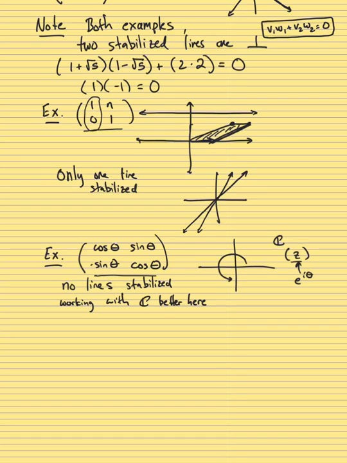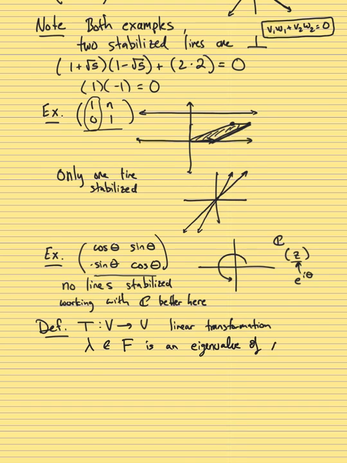Okay, so let me make this all a little bit more precise. If we have a linear transformation, let's say T from V to itself is a linear transformation. This will only make sense for transformations which go from the same vector space to itself. Lambda in F, the field, is an eigenvalue of T if there exists some v in V so that T of v is equal to lambda v.